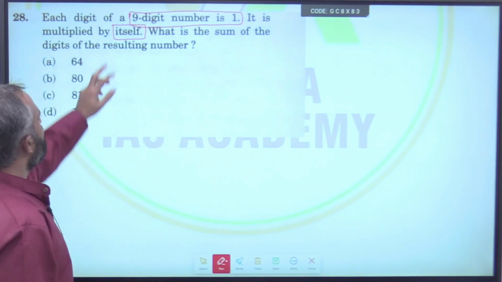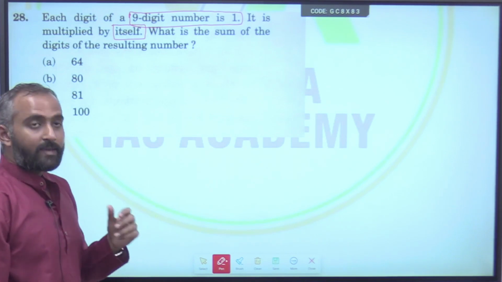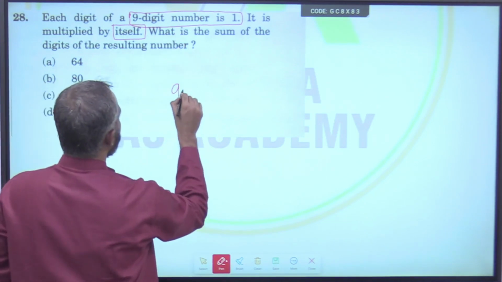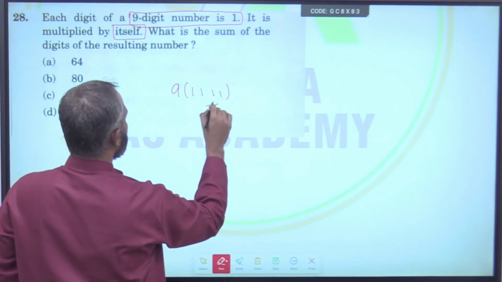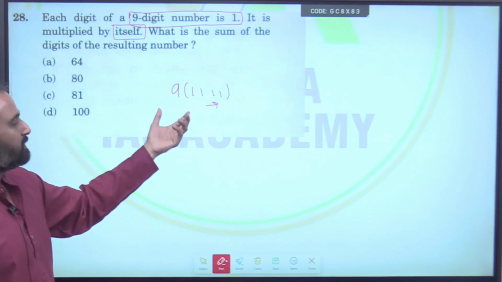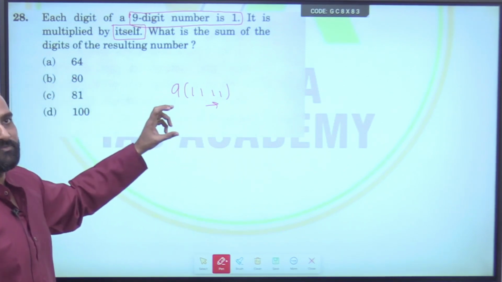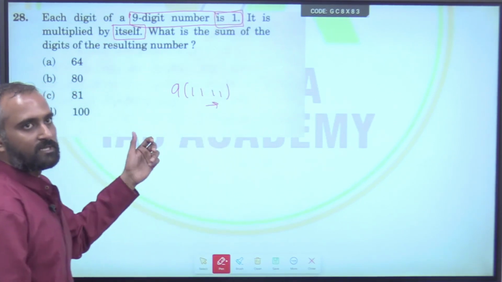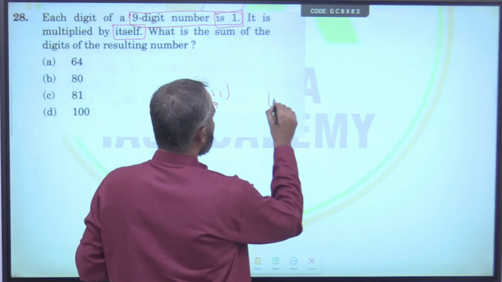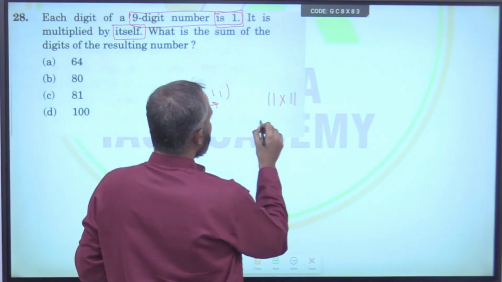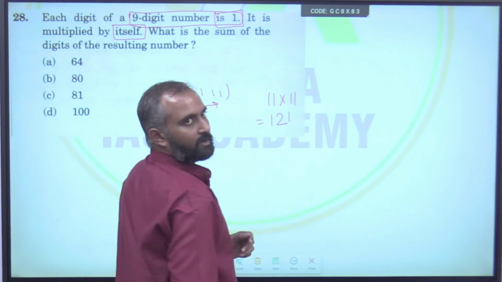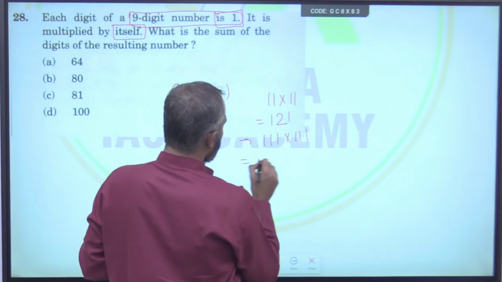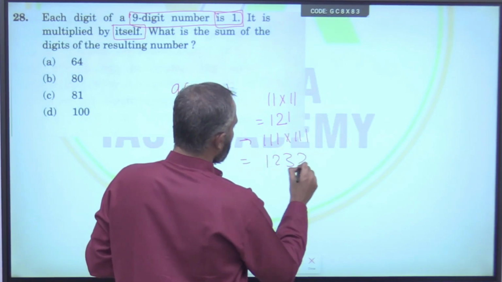Now, the point I made before about patterns, once again. Here he is asking about a 9-digit number of ones. So it might be difficult for you, but start from the first. Since he is saying all ones, our attack point is a number consisting of all ones. Now take 11. 11 into 11, 121, right? Next, 111 into 111, 12321.